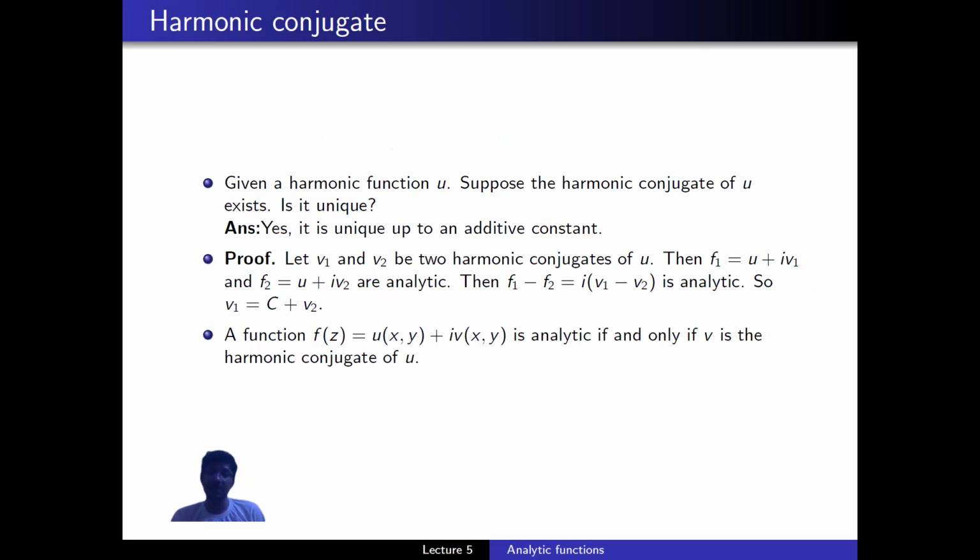A function f, which is u plus iv, is analytic if and only if v is the harmonic conjugate of u. It is very, very simple. If f is analytic, then v is the harmonic conjugate of u. And if v is the harmonic conjugate of u, then f(z) equal to u plus iv is analytic.